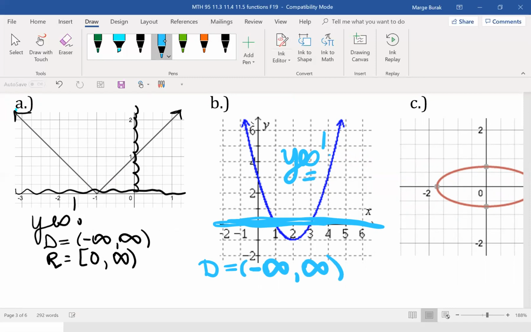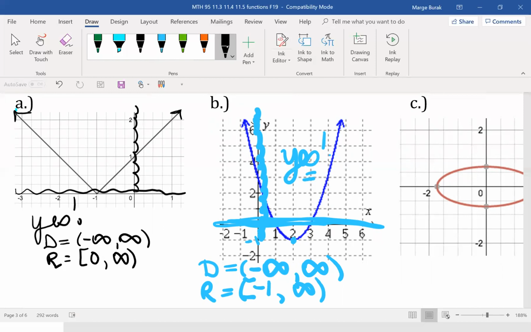And every parabola will have that for a domain. But the range is different because the parabola doesn't start until right here, which is at -1. And then it goes all the way up to infinity. So my range is going to be from including -1 to infinity.